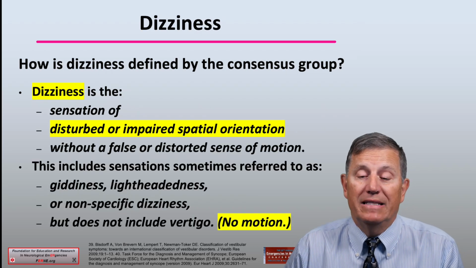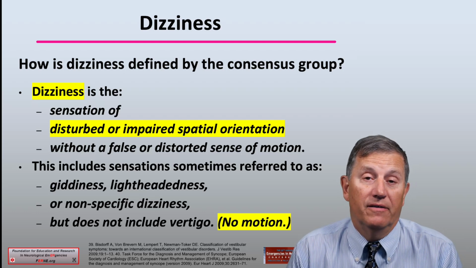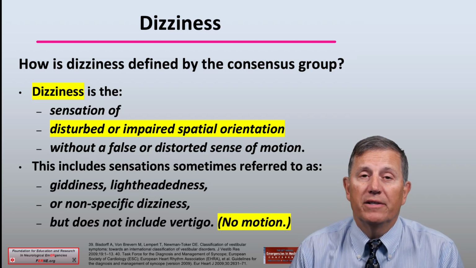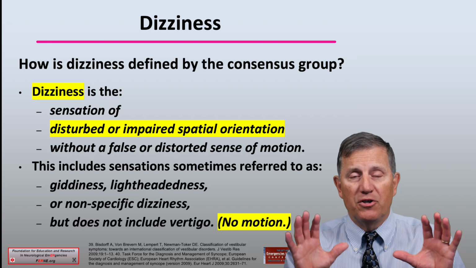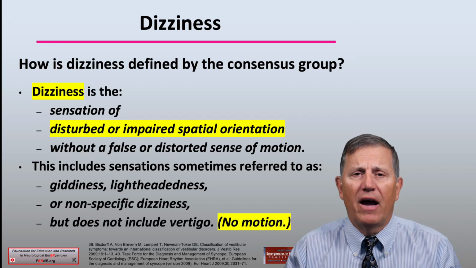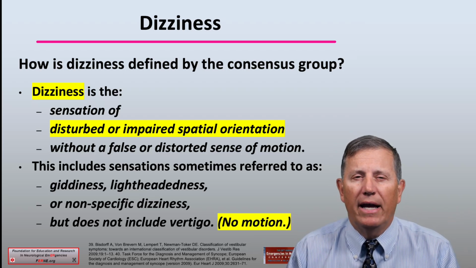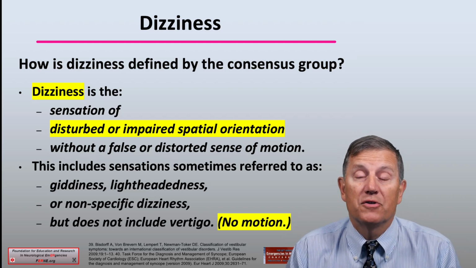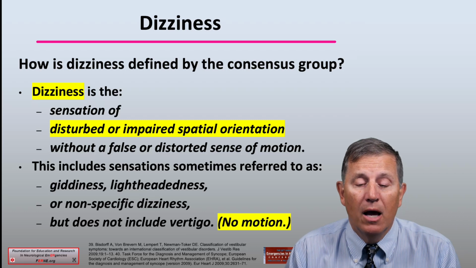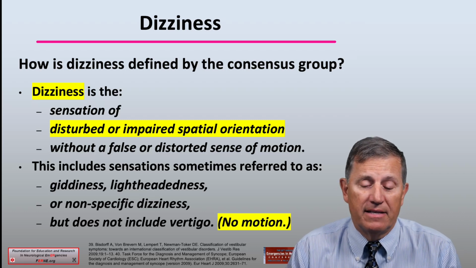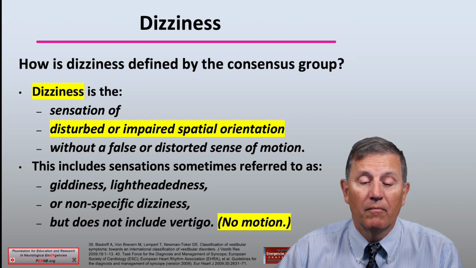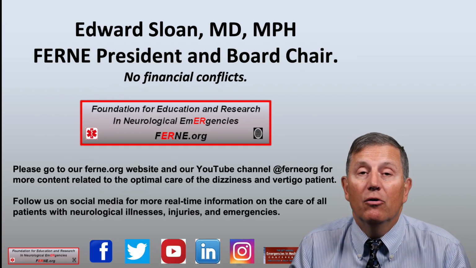So that leaves us with dizziness. How is dizziness defined by the consensus group? Dizziness is the sensation of a disturbed or impaired spatial orientation. In other words, the patient looks out and they feel as though the environment around them doesn't seem right, that it seems to be abnormal. This is a false or distorted sense of motion, perhaps, but in general, most dizziness doesn't necessarily involve a sense of motion or vertigo.